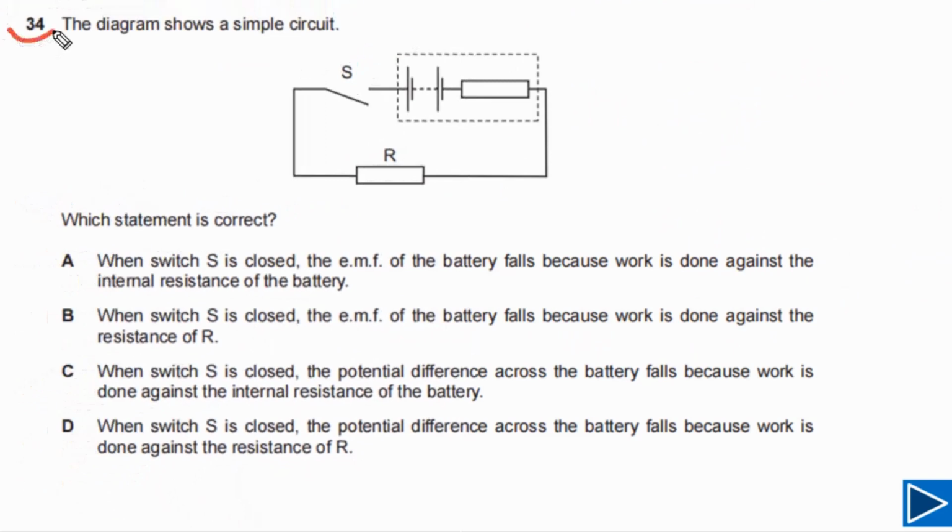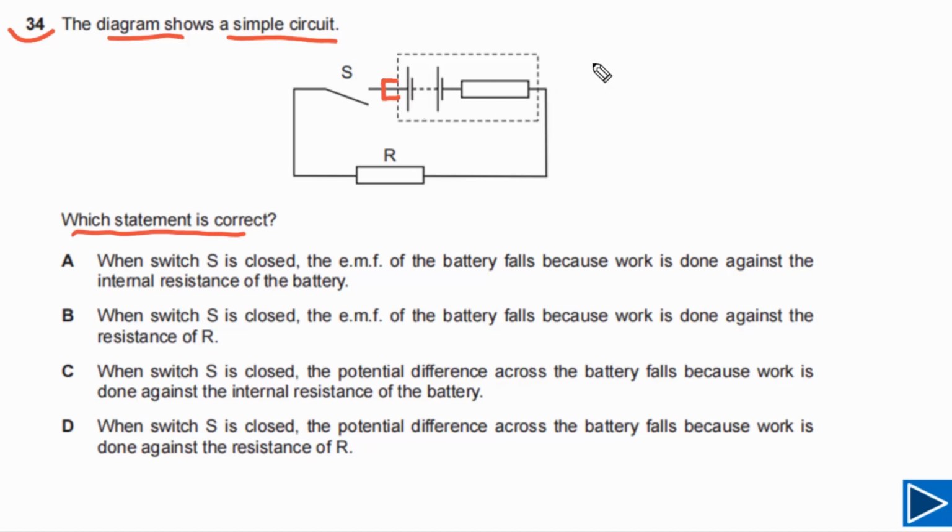For question number 34, it is given to us the diagram shows a simple circuit. We need to find out which statement is correct. Actually, this question is based on internal resistance, and it is a very common question. You will see this one in many past papers. Let's try to understand when the switch is open and when the switch is closed. What is the effect on terminal potential difference?